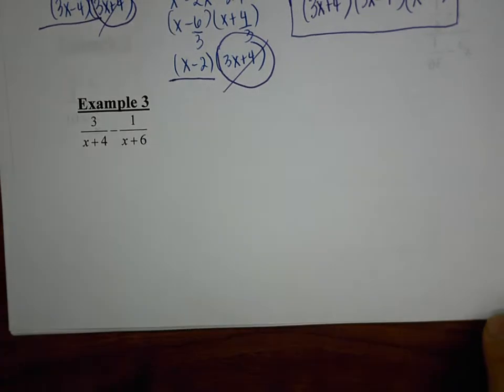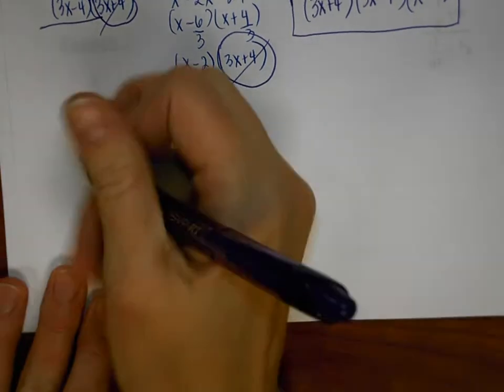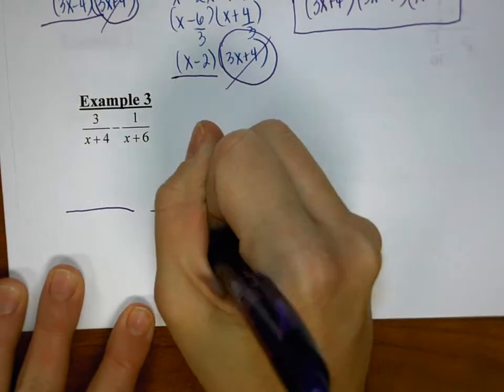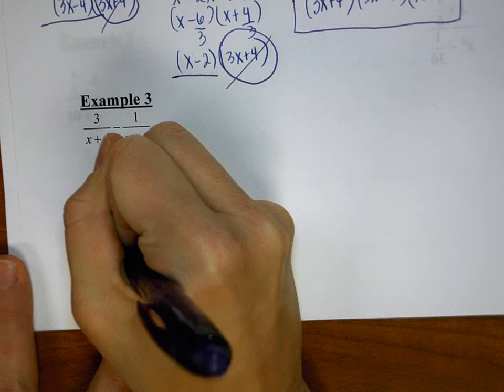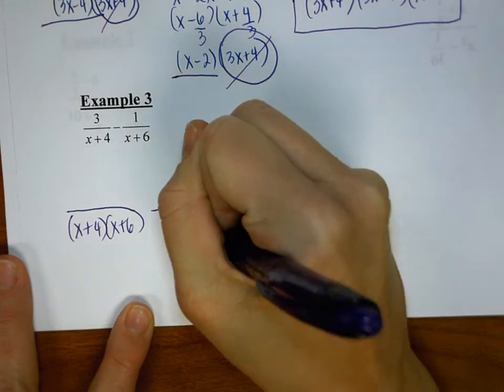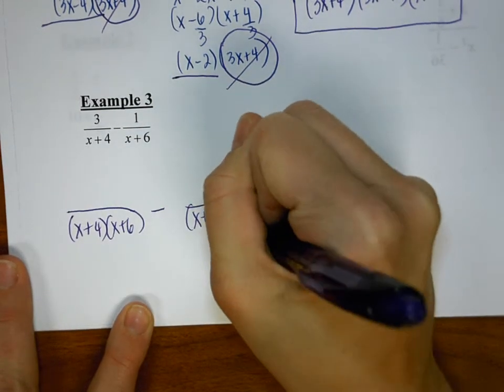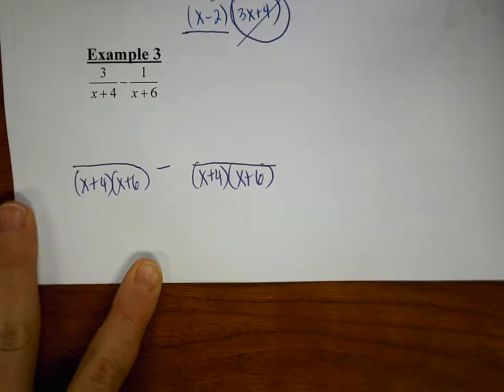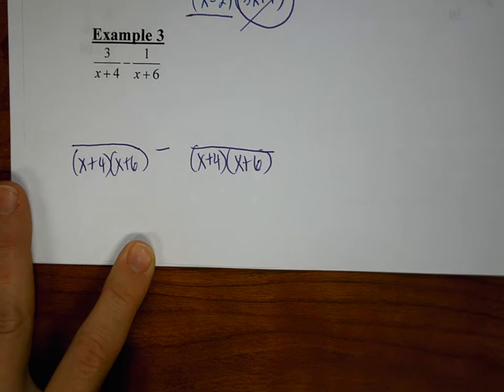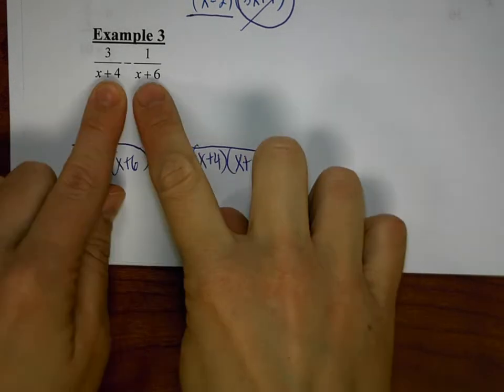Exactly, x plus 4, x plus 6. So what I like to do is make new fractions, and I have my minus sign still in the middle, and my common denominator is going to be x plus 4 and x plus 6, because nothing is the same, so I just have to write both of them. Do we all agree with that? Are we good? Does that make sense?